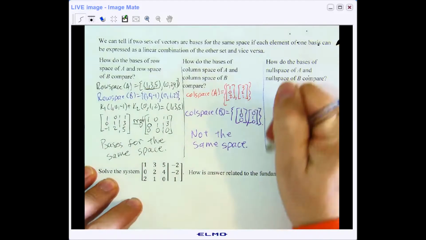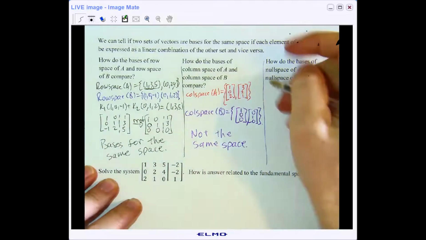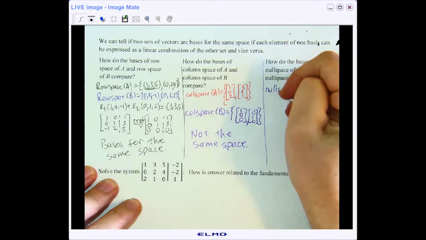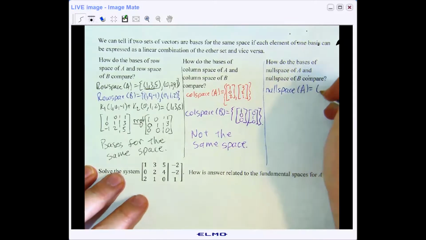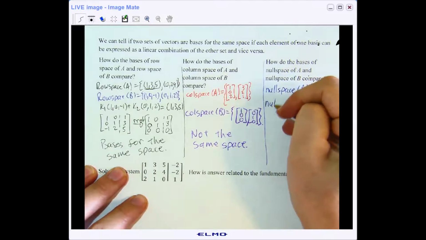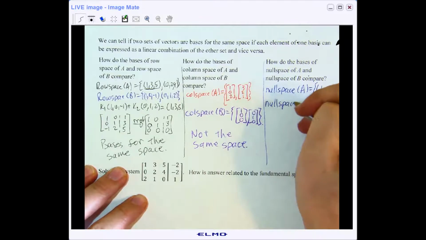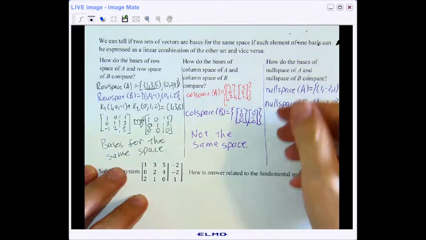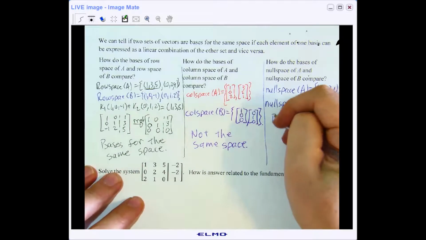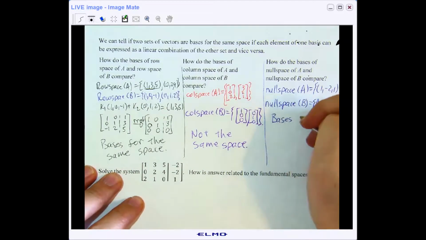And finally, let's look at the null space of matrix A. Well, the null space of matrix A was the vector 1, negative 2, 1. And the null space of matrix B, what the B matrix sent to 0, was 1, negative 2, 1. And you can see that those are identical, so they have to be the same space. So these are bases for the same space.